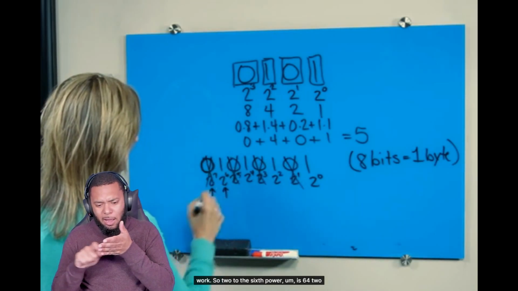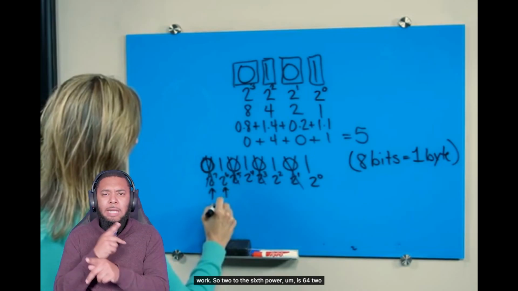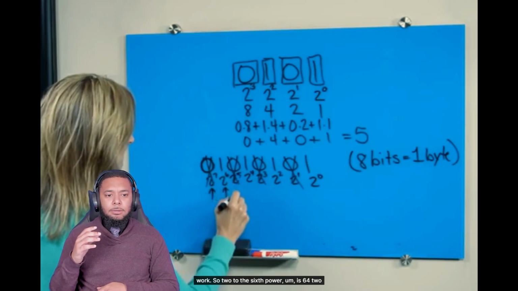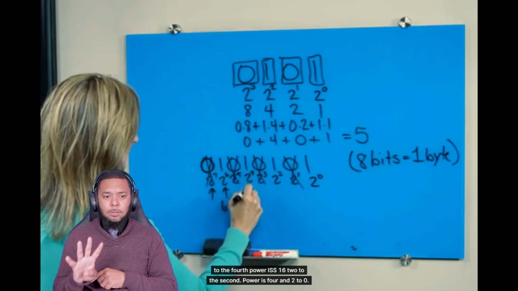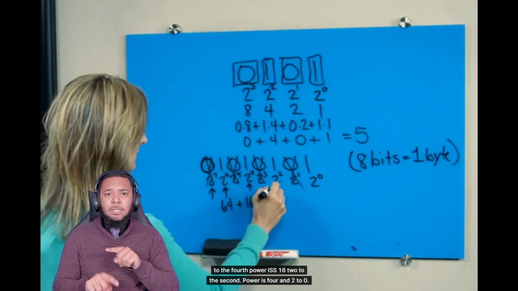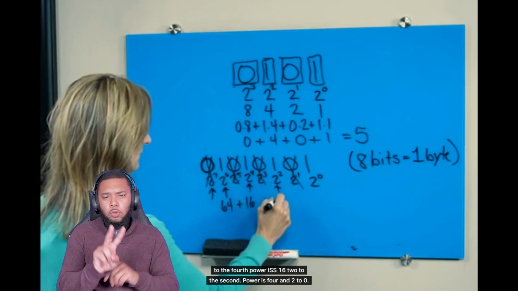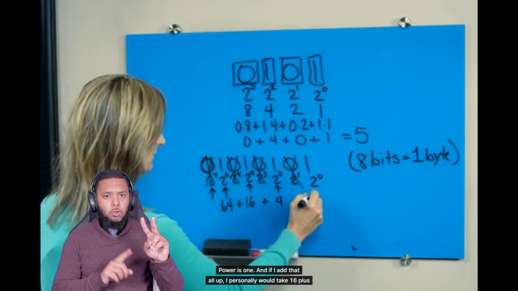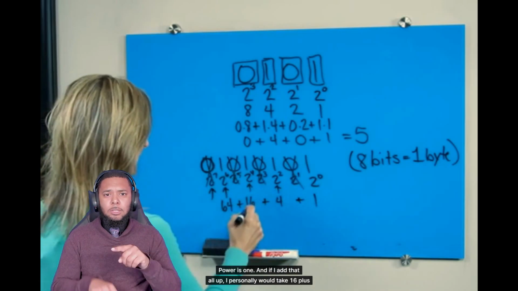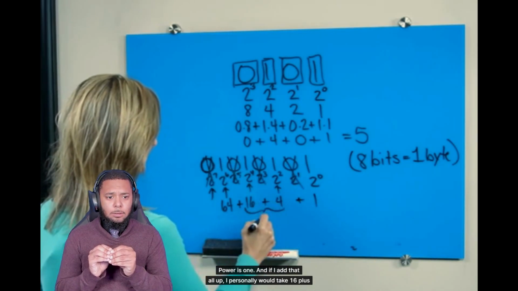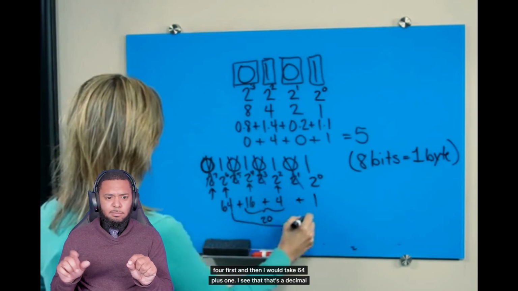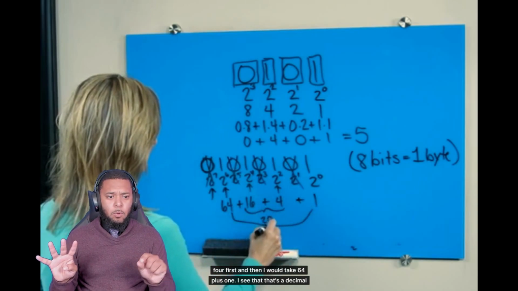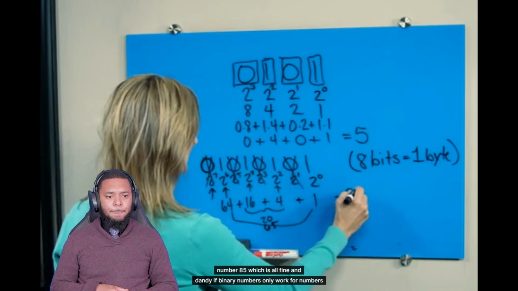So 2 to the 6th power is 64. 2 to the 4th power is 16. 2 to the 2nd power is 4. And 2 to the 0 power is 1. And if I add that all up, I personally would take 16 plus 4 first, and then I would take 64 plus 1. I see that that's a decimal number 85, which is all fine and dandy if binary numbers only work for numbers, for integer numbers at that.